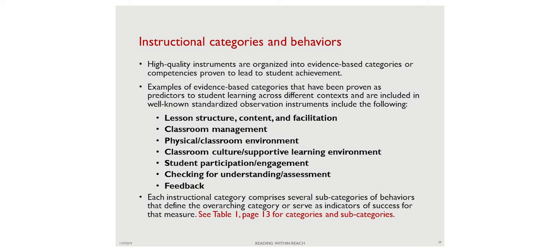We can't just pick our own, but ones that have actually been proved, tested and proven to lead student achievement. Examples of evidence-based categories that have been proven as predictors to student learning across different contexts are included in well-known observation instruments included the following, or some variation of these.